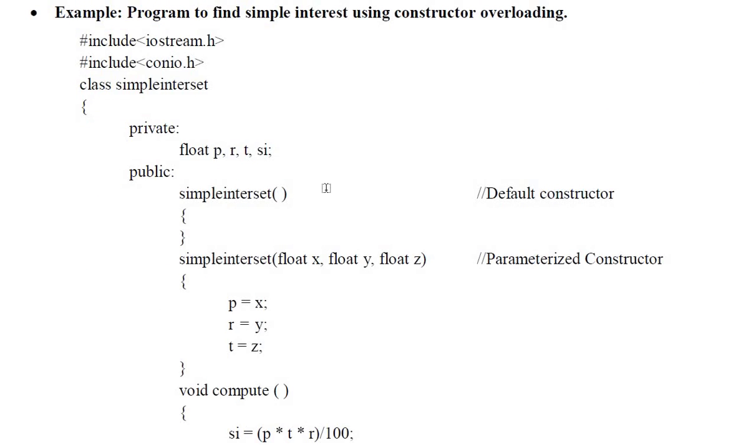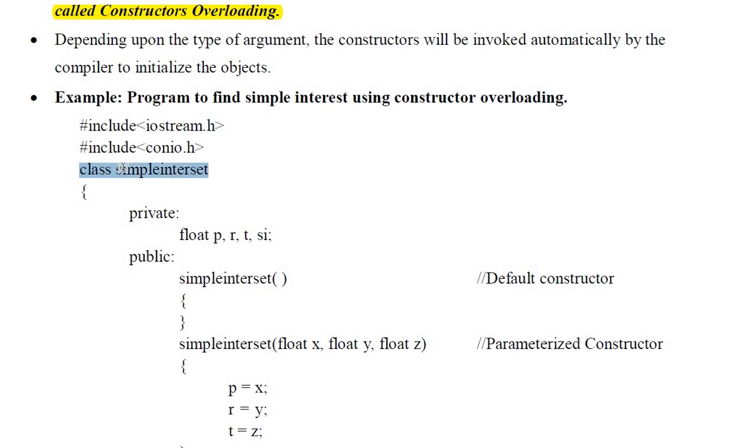So here you can see an example. Here a class is there. The class name is SimpleInterest. Here we are creating one function. The name of this function is SimpleInterest. So the name of the function and class are both the same, SimpleInterest. So this function becomes a constructor, and in this constructor we are not using any parameter, hence it is called a default constructor.